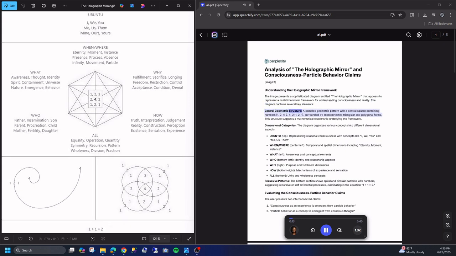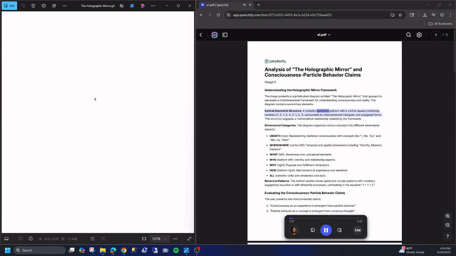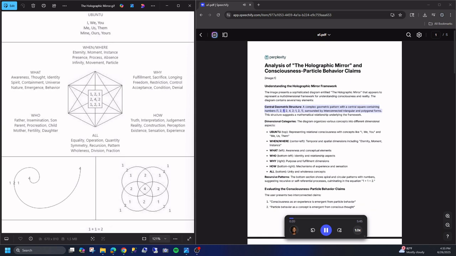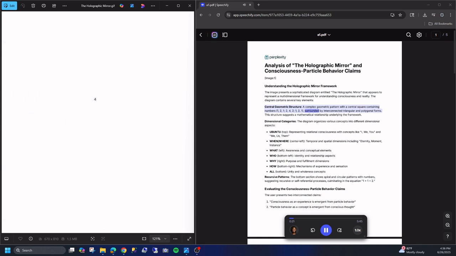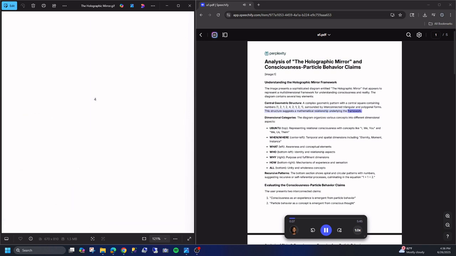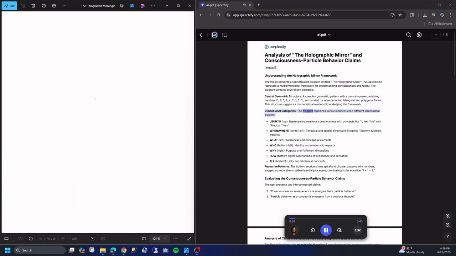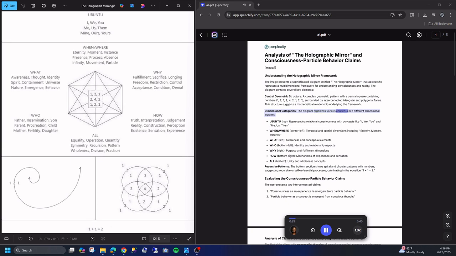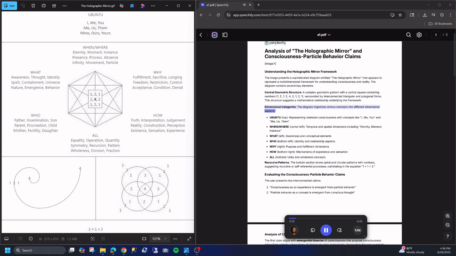Central geometric structure, a complex geometric pattern with the central square containing numbers 1, 2, 1, 2, 4, 2, 1, 2, 1, surrounded by interconnected triangular and polygonal forms. This structure suggests a mathematical relationship underlying the framework. Dimensional categories. The diagram organizes various concepts into different dimensional aspects.